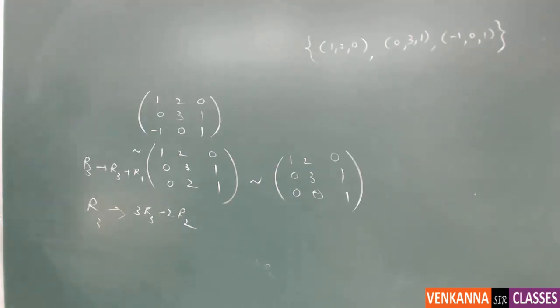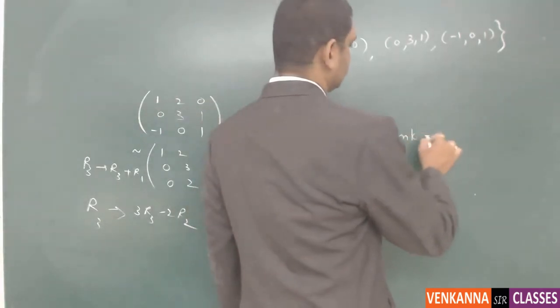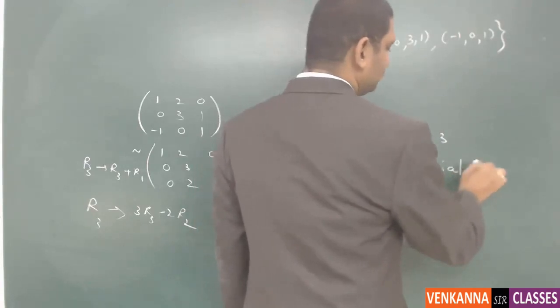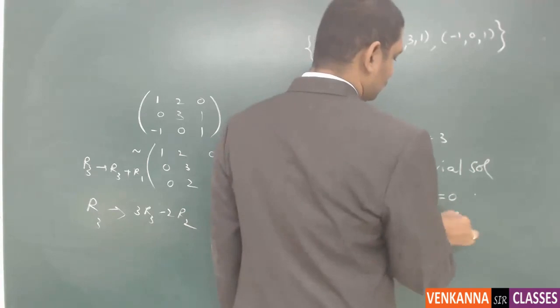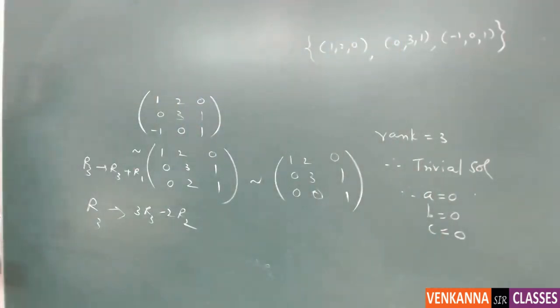So here the rank of the matrix is nothing but 3. Therefore, it has a trivial solution. So trivial solution is nothing but the zero solution. So whenever you take A, B, C as 0, then only the 3 equations will get satisfied. Otherwise, you won't get a possible solution for it.